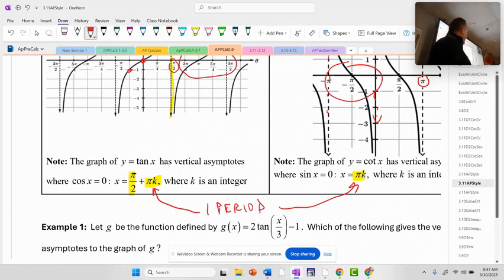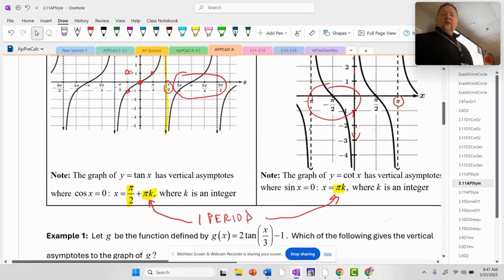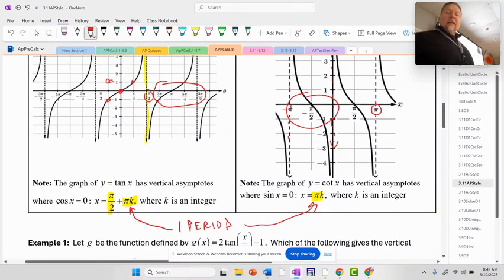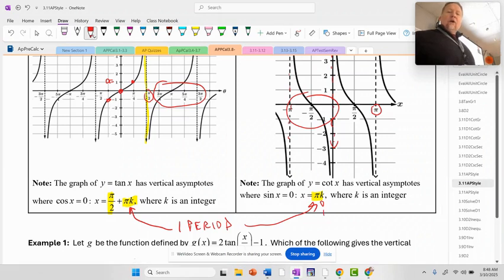Got it. Okay. So that's why this one is just pi k, because when I plug in 0, I get 0. When I plug in 1, I get 1 pi. When I plug in -1 for k, I get this -1 pi. It's not rocket science. It's easy.